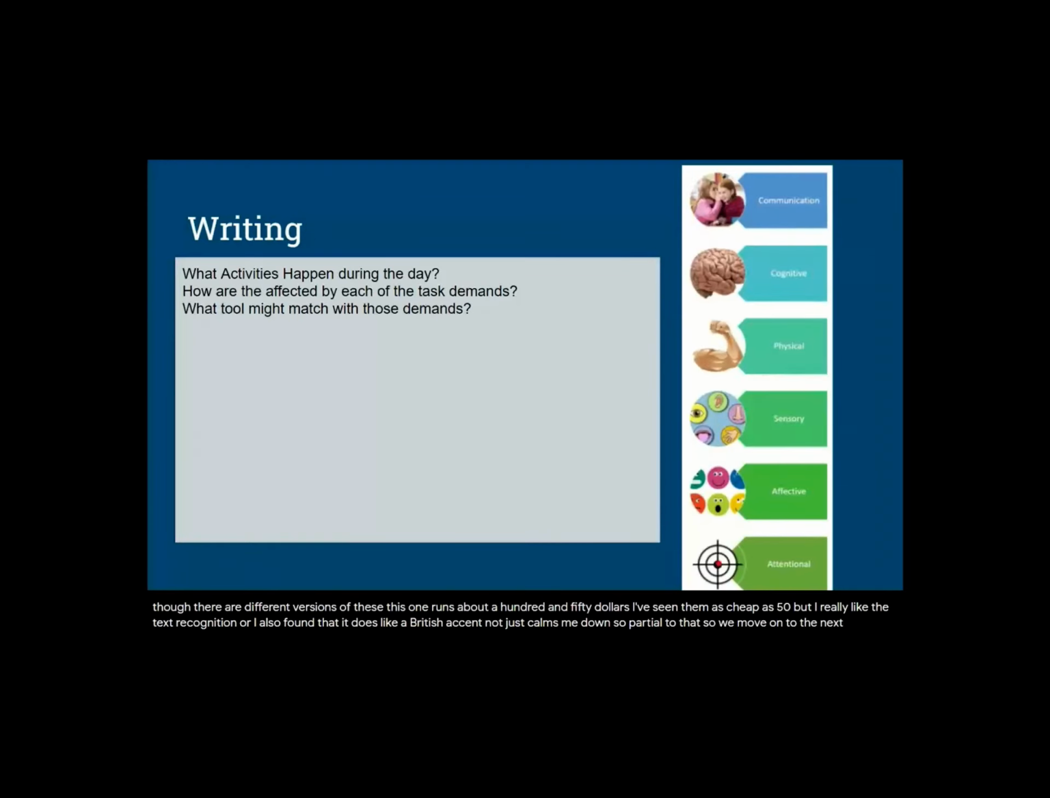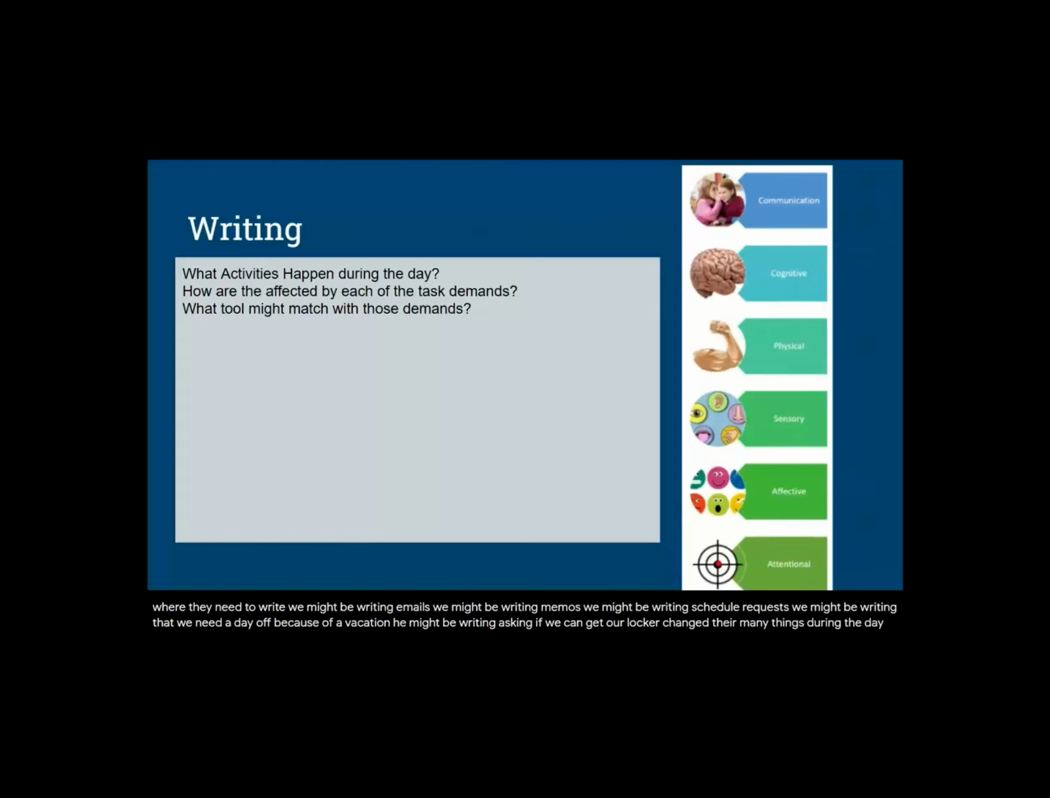So we move on to the next task. We've looked at some tools for reading, so moving on to writing. What activities happen during the day or in the student's job site or adult's job where they need to write? We might be writing emails. We might be writing memos. We might be writing schedule requests. We might be writing that we need a day off because of a vacation. We might be writing, asking if we can get our locker changed.